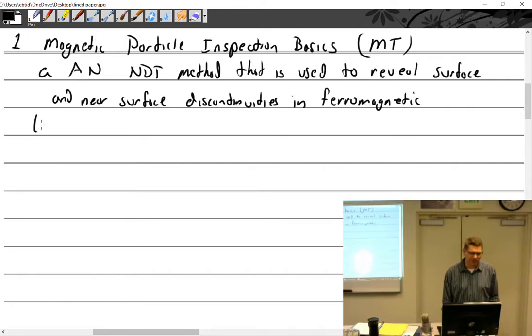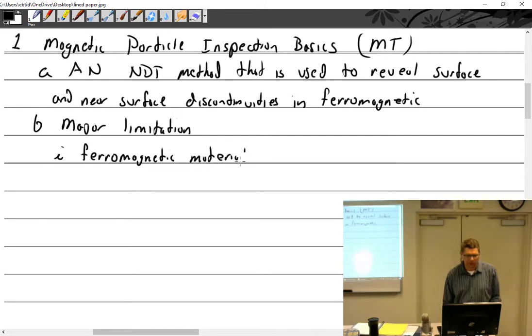All right, what are my major limitations? You do not need electricity. You do not need a big old machine. We need ferromagnetic material. So how well is it going to work if we have aluminum? Not very well. I checked all your aluminum parts, Kevin, with Magnaflux, and not a single one was broken. It's kind of a funny thing.